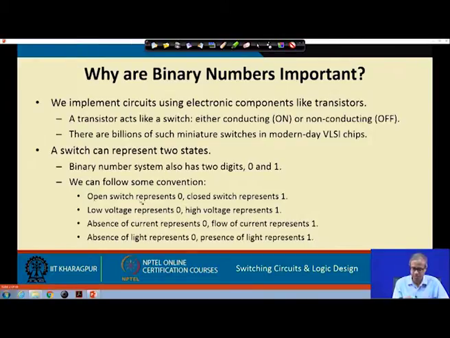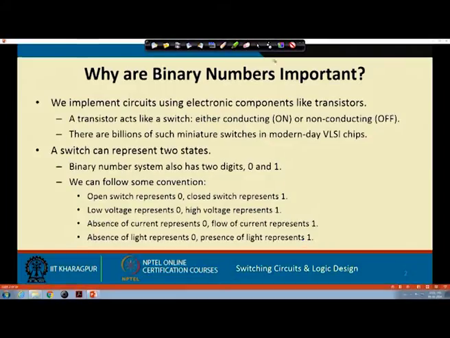As I just mentioned, an open switch is 0 and a closed switch is 1, or you can talk about voltages. If the voltage is low, you can say it is 0, if the voltage is high, you can say it represents binary 1. Then there is absence or presence of current, like the example I took, or in some circuits nowadays we use light for computation. If there is no light, it can represent binary 0, if there is light, it can represent binary 1. This is the basic principle behind photonic communication.